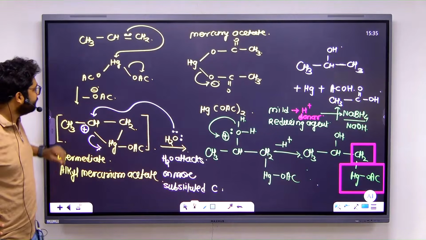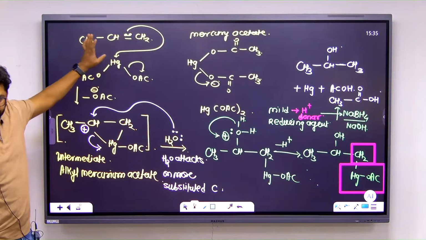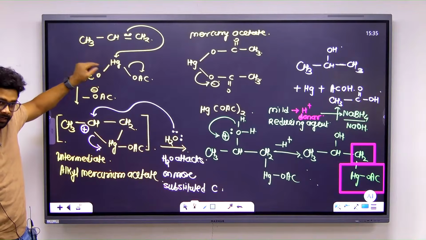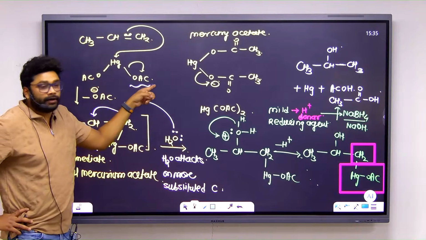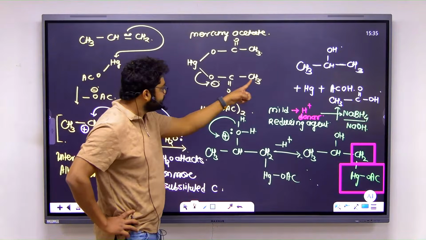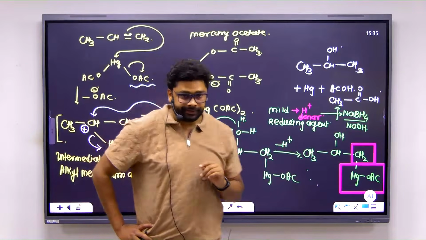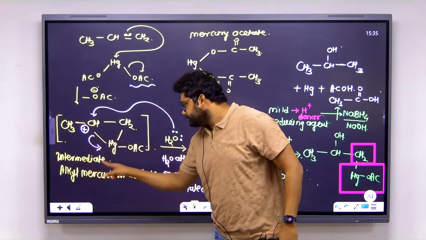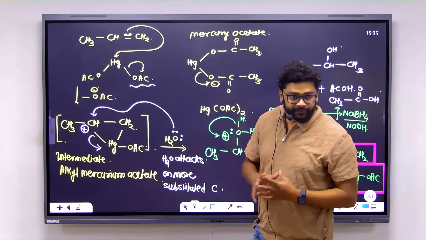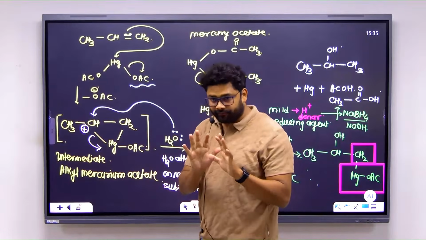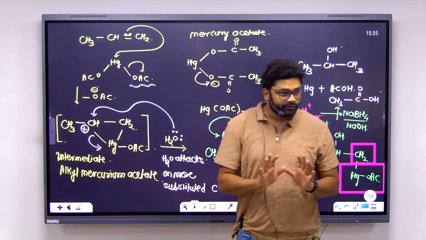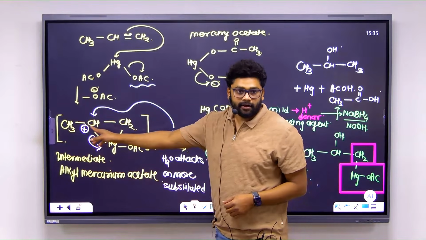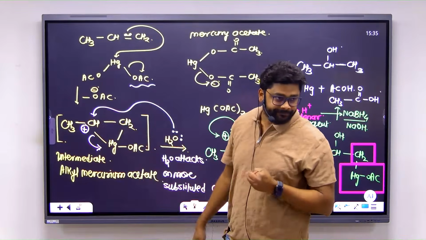Okay. First, what did you take? Alkene. Okay. This double bond pair is given to what? Mercury. By accepting that pair, mercury has to leave what? Acetate. How does it look? CH3COO minus. Then something forms as an intermediate called alkyl mercurium acetate. Alkyl mercurium acetate. You comfortable up to this? Yes or no? Good. Now H2O attacks on that carbon which is more substituted.